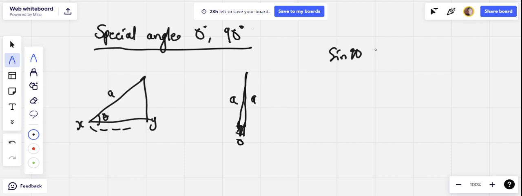So sine is opposite over hypotenuse. Opposite will be A, hypotenuse will also be A. Since these two sides are the same, A over A will be 1.